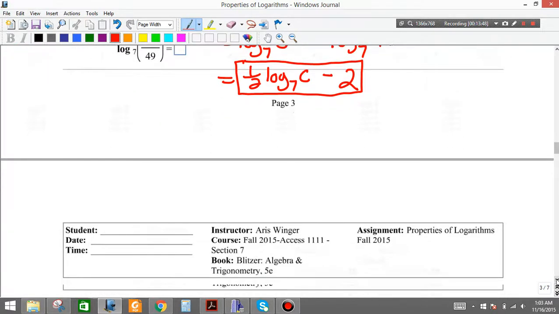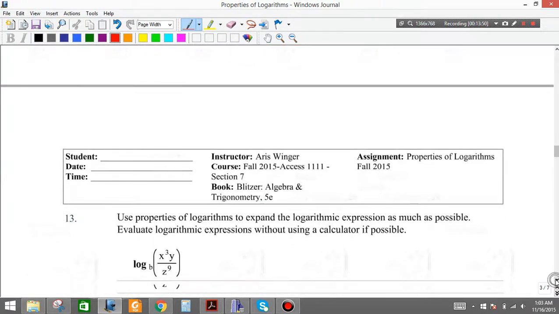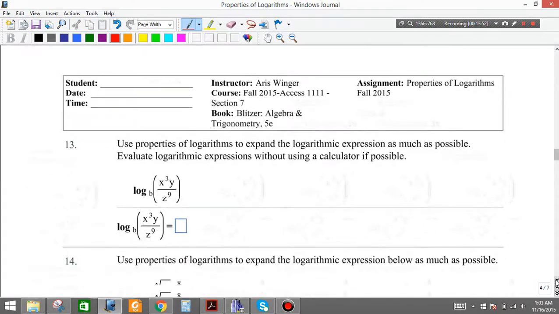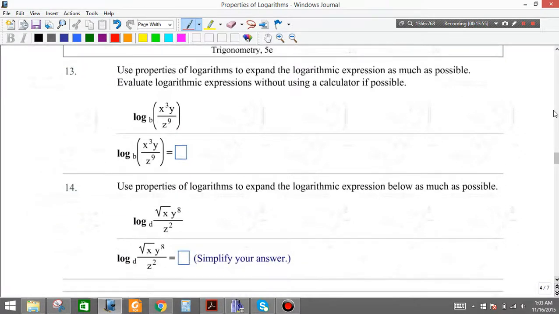More than halfway there in the pages. We're going to bring it all together. Let's see if we can do this.